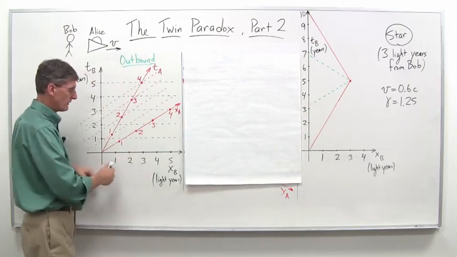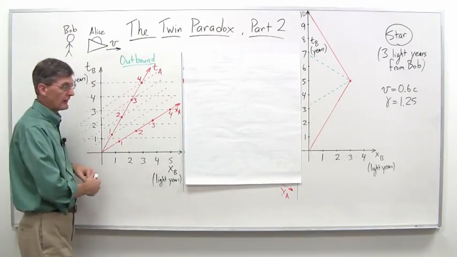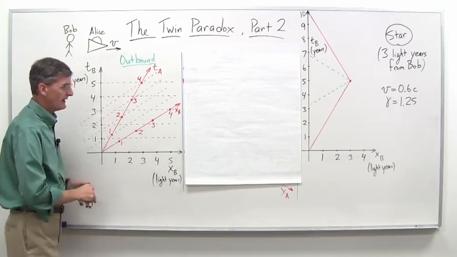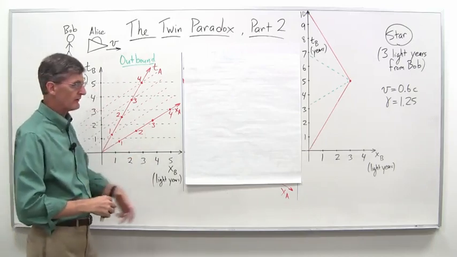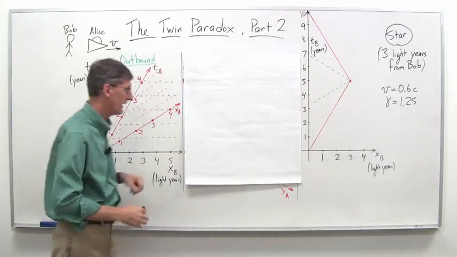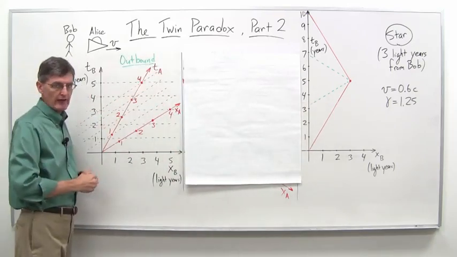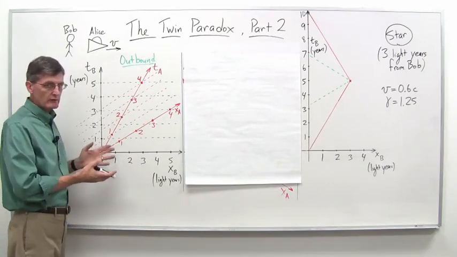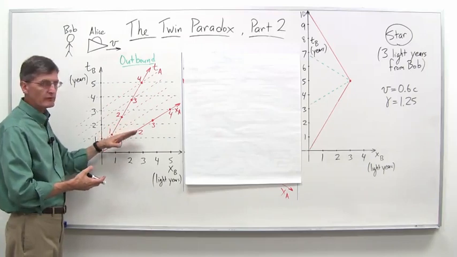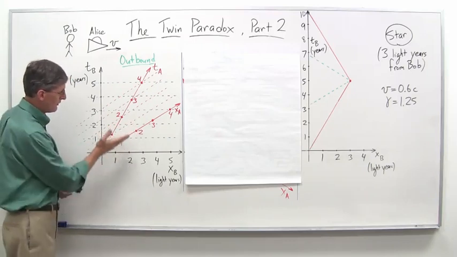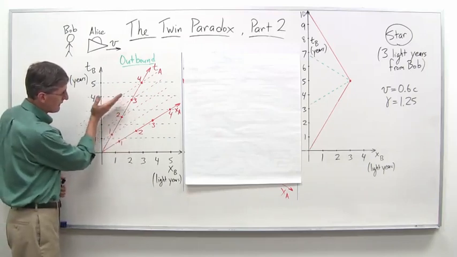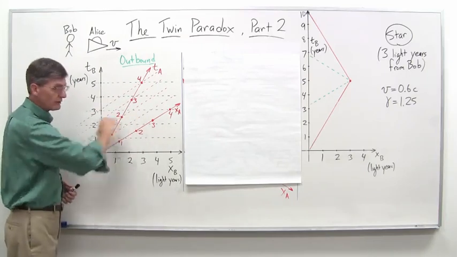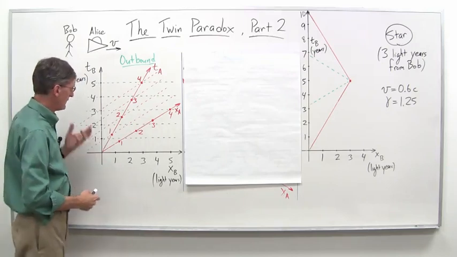Clearly, Bob sees Alice go 3 light years, and it takes 5 years to go 3 light years at 0.6 c. And Alice, from the time dilation effect, the gamma equals 1.25 factor, takes her 4 years as Bob is observing her clocks. Now the key thing here to remember, we've done this before, is the lines of simultaneity. So the dashed red lines are the lines of simultaneity for Alice. The black lines, the horizontal lines, are the lines of simultaneity for Bob.